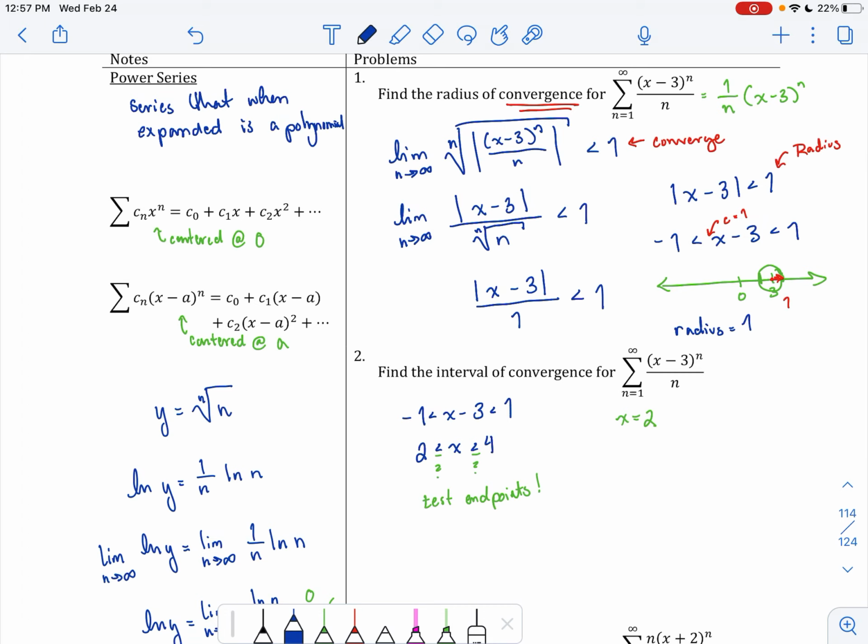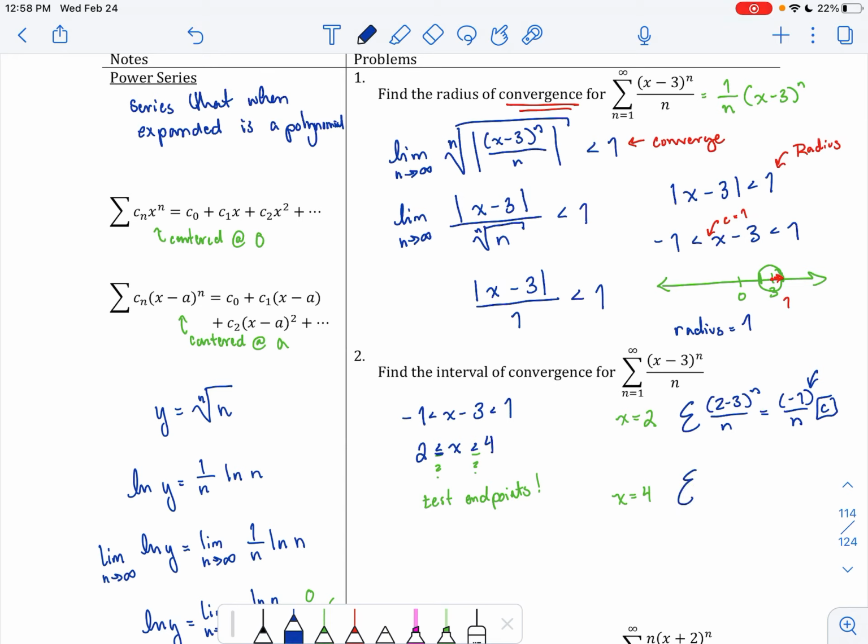So what happens when x equals 2? Well, the series becomes 2 minus 3 to the n over n, which is negative 1 to the n over n. And here we have, this is convergent. It's the alternating harmonic series that we saw when we first looked at alternating series. So this one's convergent. Not absolutely, it conditionally converges.